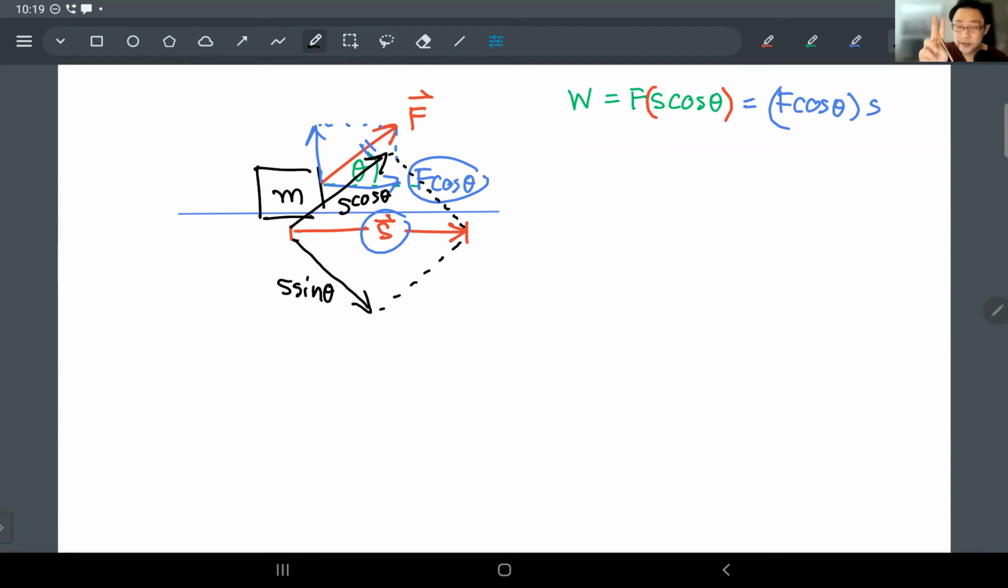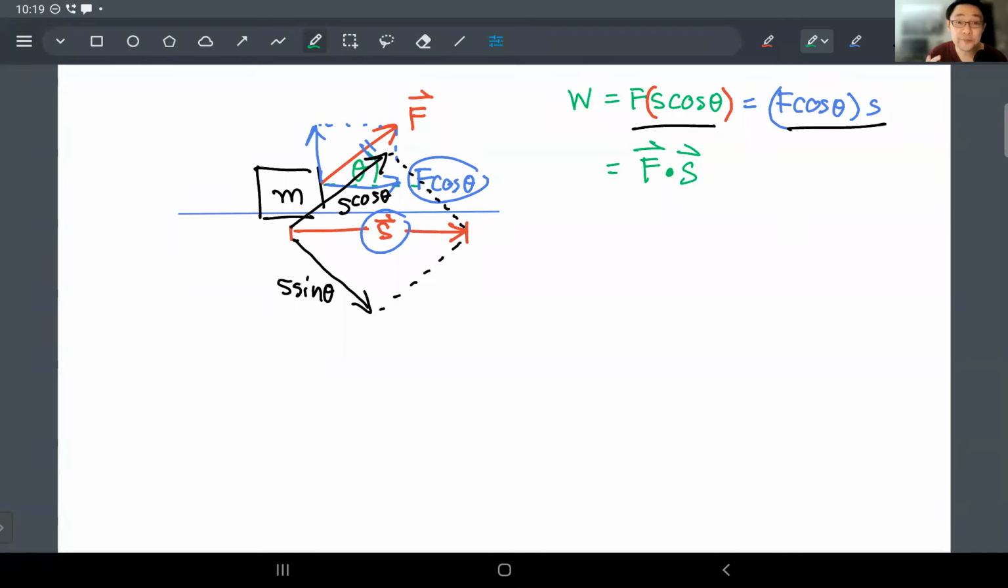So you have two choices. You either take the component of the F in the direction of S, or you can take the component of S in the direction of F. Same thing. These two are the same. And then you put this in a vector form called F dot S. Cool. Okay. So this reminds you of everything that you have done, I hope. Yes.